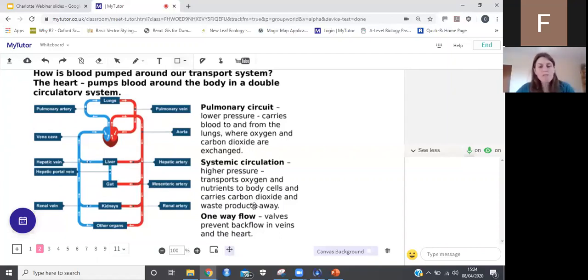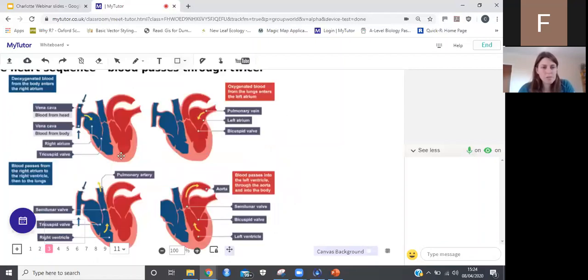So this one-way flow is ensured by valves in our veins, which means that we have these little flaps within our veins that stop blood flow moving backwards. We'll talk more about them later as well.